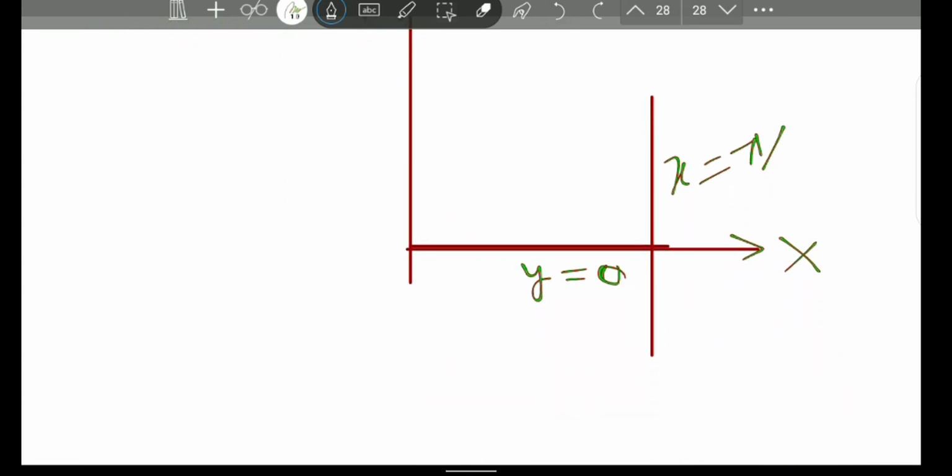Let's draw the line. It must pass through the origin, y equal to 2x by pi. So we have the line y equal to 2x by pi, x equal to pi by 2 and y equal to 0. Now let's label this triangle as triangle OAB. So we want to evaluate Green's theorem over this triangle OAB.